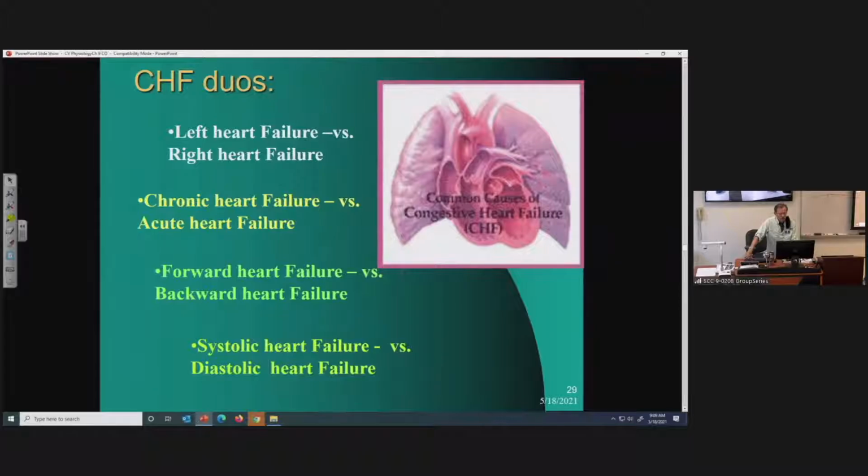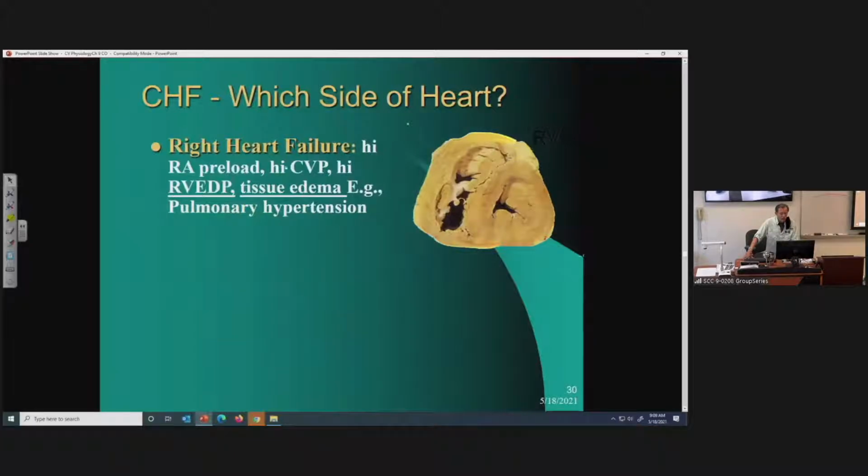But then this is what Dr. Limegrubber talked about: systolic heart failure versus diastolic heart failure. So this is 8 ways of looking at heart failure. And we'll talk about each of them.